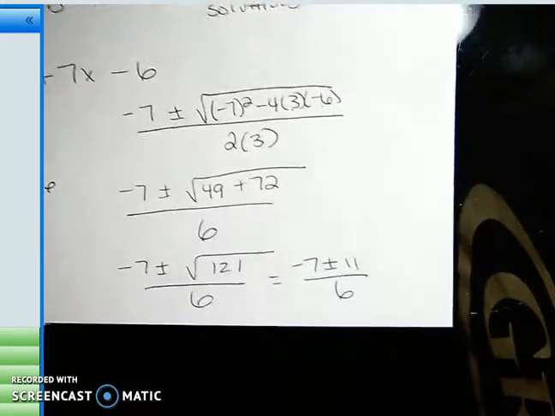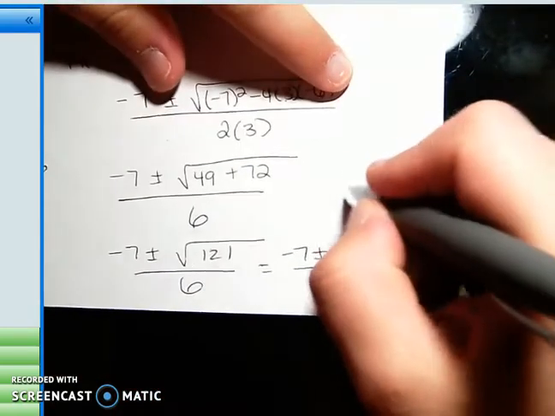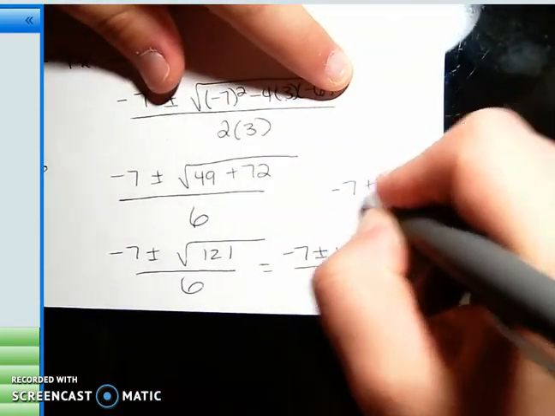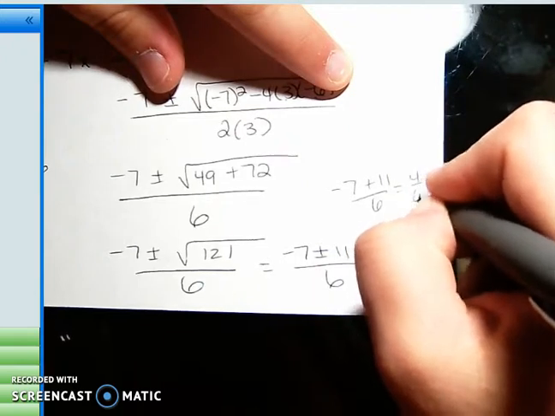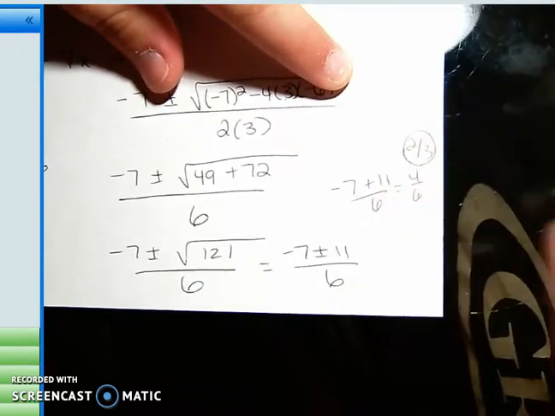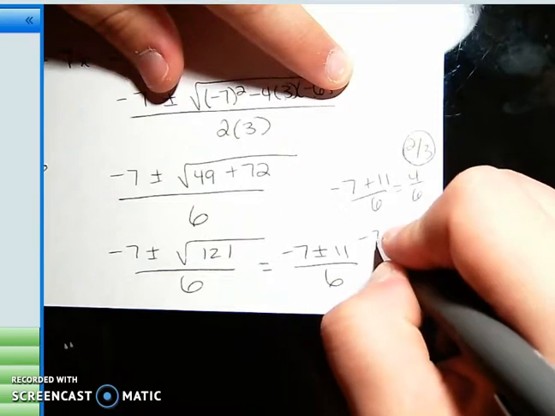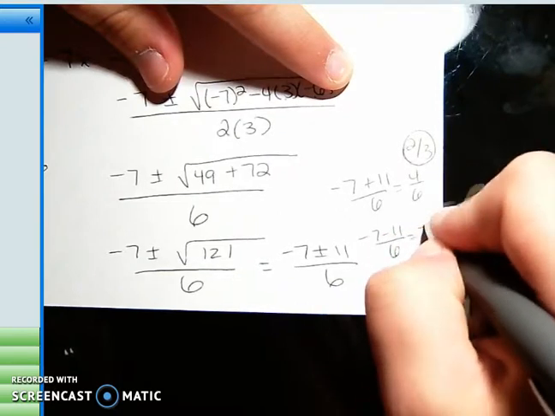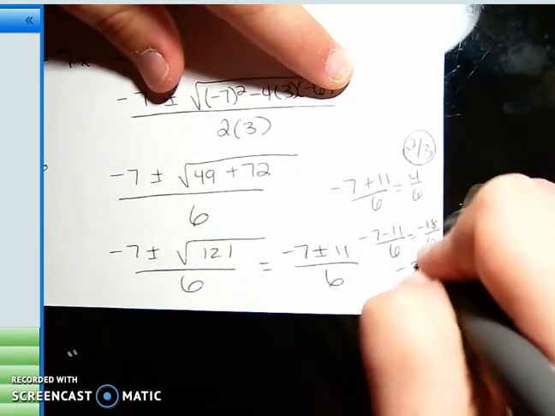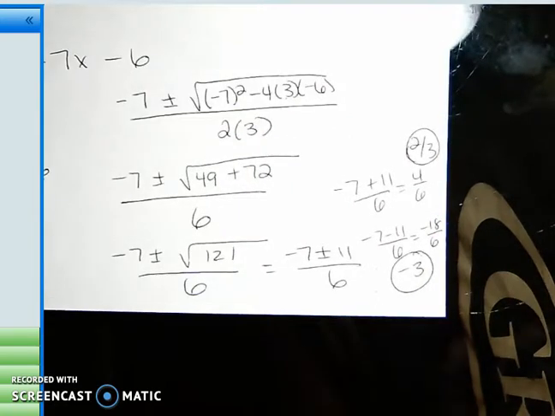And then you solve your 2 problems. The first being negative 7 plus 11 over 6. That's 4 over 6, or 2/3. The second being negative 7 minus 11 over 6, negative 18 over 6, or negative 3. So there are your 2 solutions.